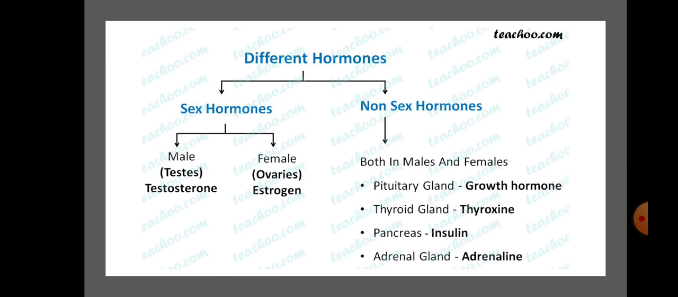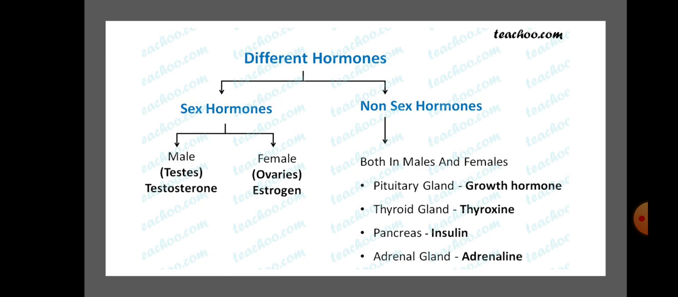For example, pituitary, thyroid, adrenal, pancreas, etc. The pituitary is the main gland. You see the slide, different hormones. There are two main types of hormones, sex hormones and non-sex hormones.